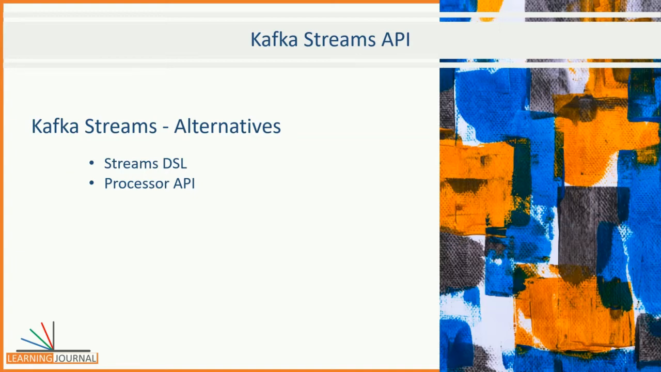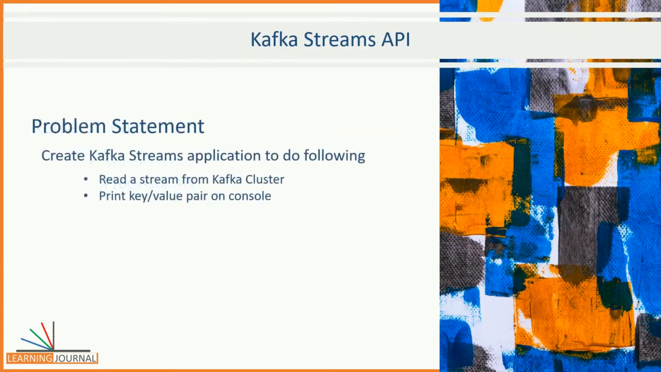Great! Let's start our learning with a simple Kafka Streams application. As our first example, we want to create a straightforward Kafka Streams application to do the following two things. The first thing is to connect to a Kafka cluster and start reading a data stream from a given topic. In the second part, we want to print the stream on the console. We do not want to get into the processing yet, but simply dump it to the console. Great! The problem is defined.